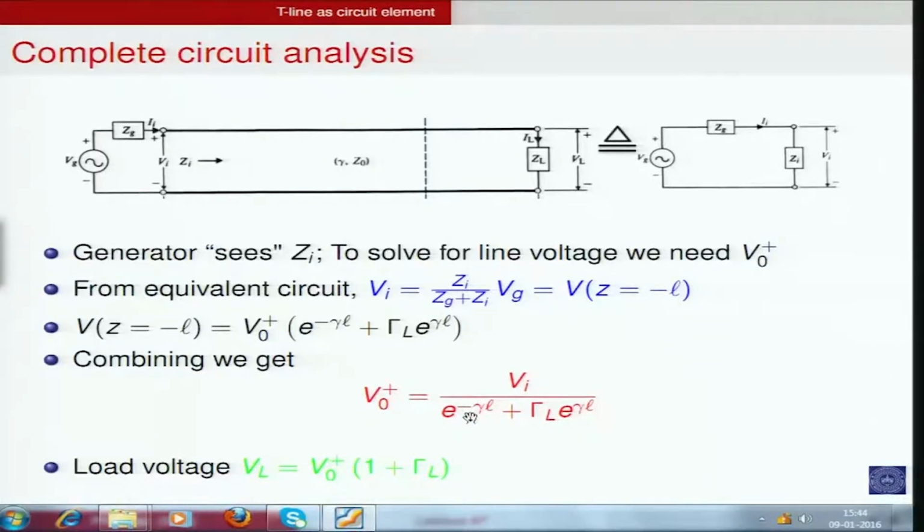If the line is lossless, then you replace γ by jβ and then write down what V0 plus is. V0 plus in this particular case can turn out to be complex. Now if I know V0 plus, it is a simple matter to find the load voltage. Why? Because the load voltage has to be evaluated at z equal to 0. When you put z equal to 0, you will see that this term will be 1, this term will also be equal to 1, and this is (1 plus Γ_L) times V0 plus. This is the load voltage.